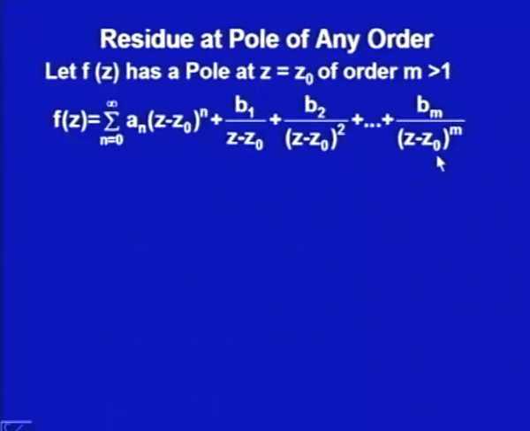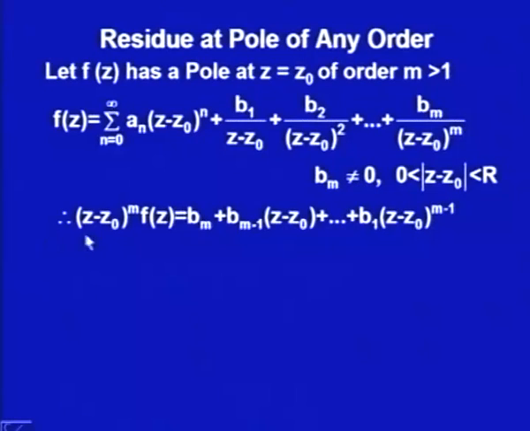Now, let us multiply this whole expression by (z minus z naught) to the power m on both sides. So, what we get is (z minus z naught) to the power m times f(z) is equal to, writing from this side, b m plus b m minus 1 times (z minus z naught), and so on, plus b 1 times (z minus z naught) to the power m minus 1, plus, again, I would have multiplied the other terms by (z minus z naught) to the power m. So, a naught times (z minus z naught) to the power m, plus a 1 times (z minus z naught) to the power m plus 1, and so on.